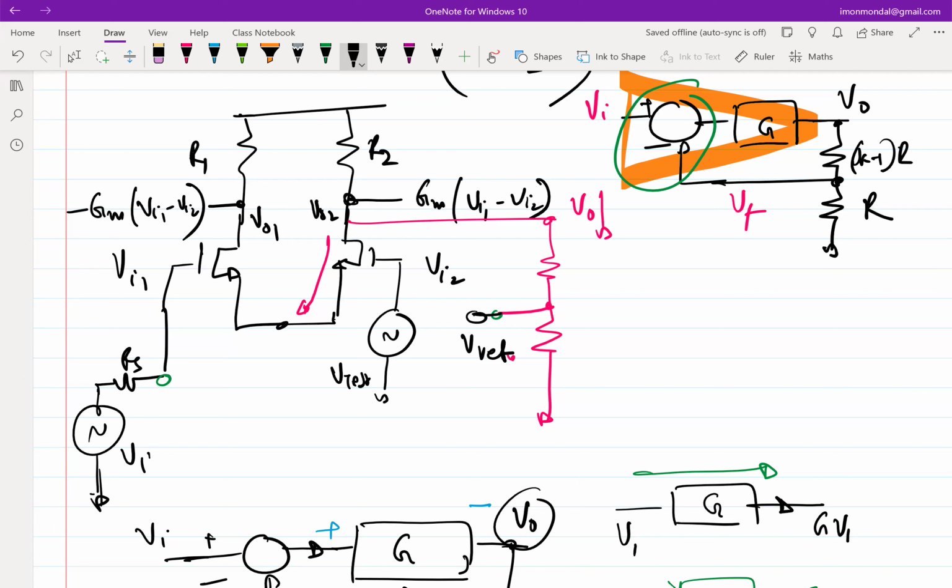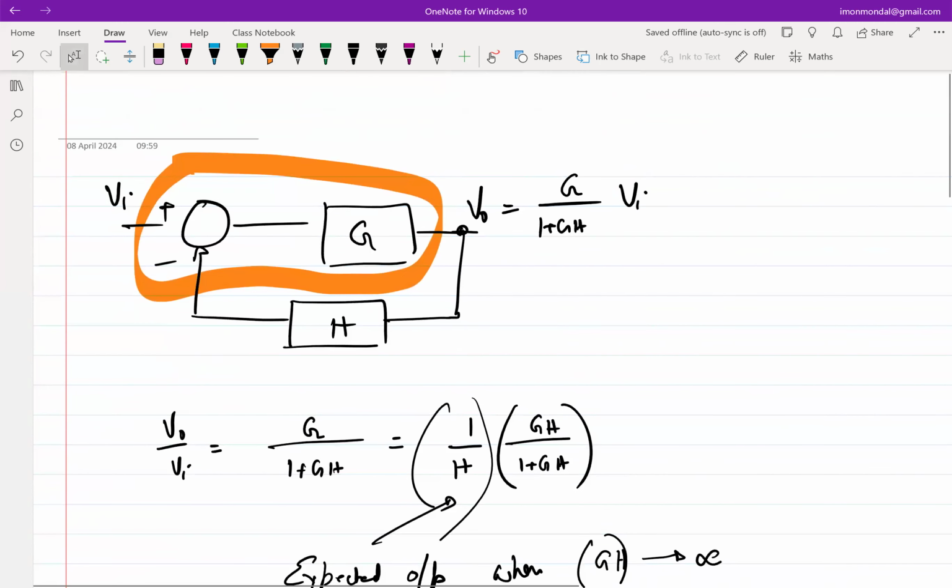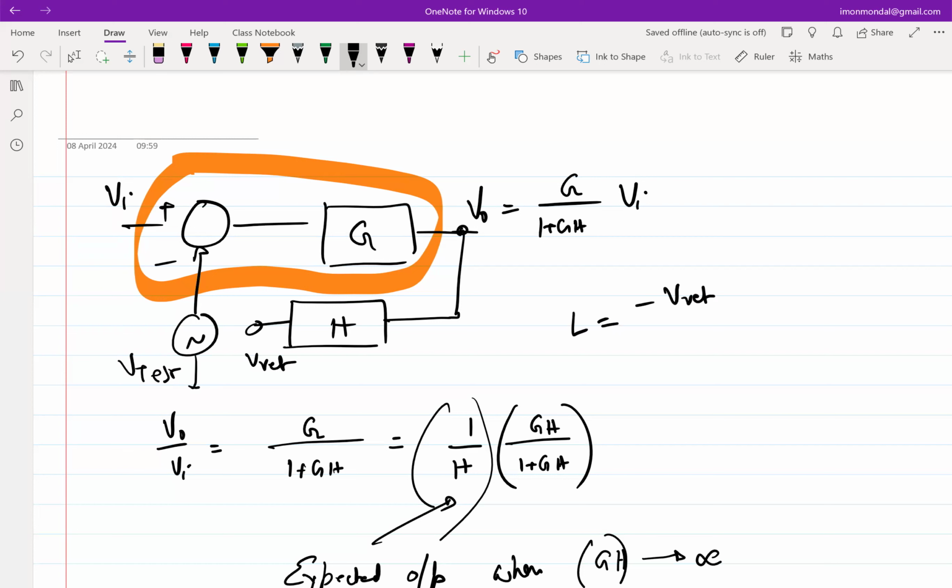And what should I do with VI when I am applying a test voltage to find out the loop gain? Again, you can draw the analogy with respect to this case. So I am breaking the loop here, applying a V test, and trying to figure out what is V return. And my loop gain by definition is V return over V test, negative of that. So L is minus V return over V test.